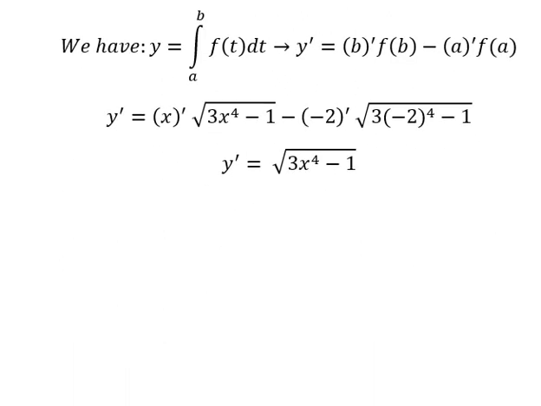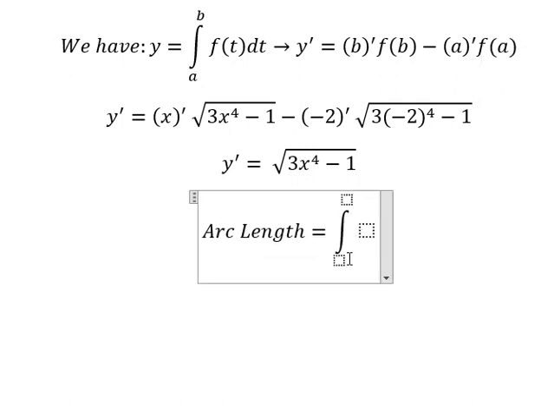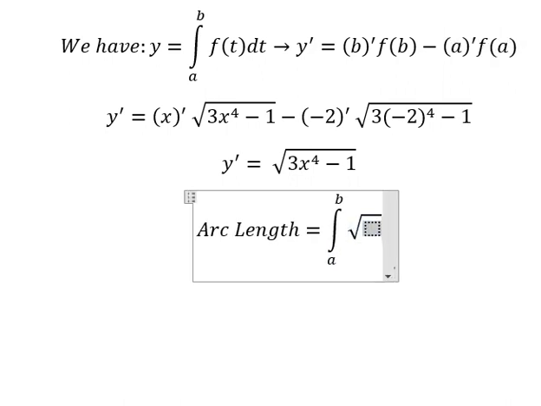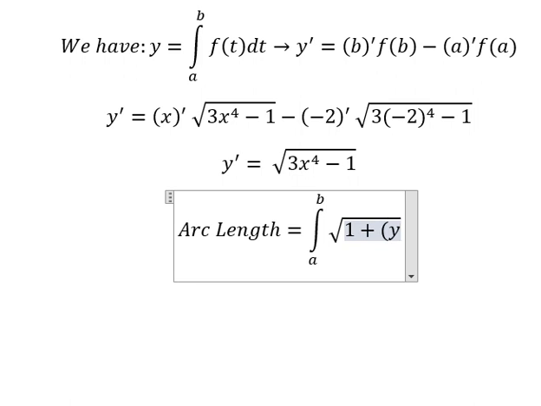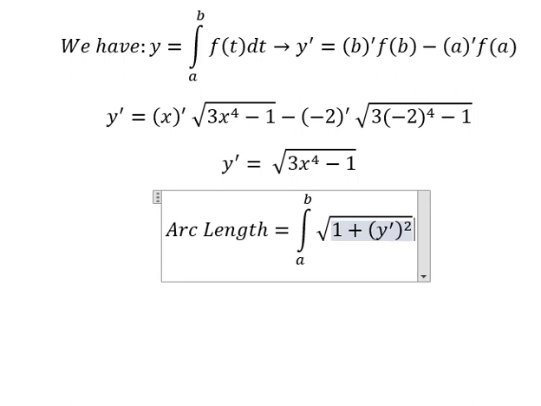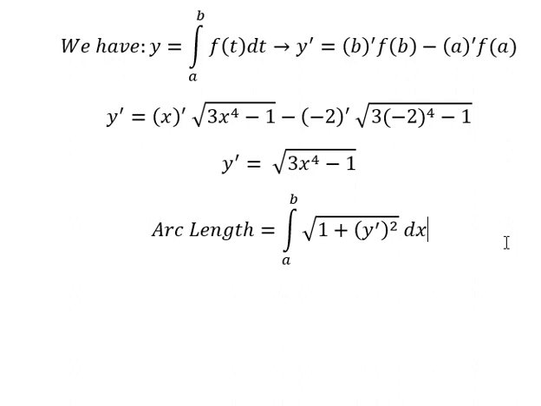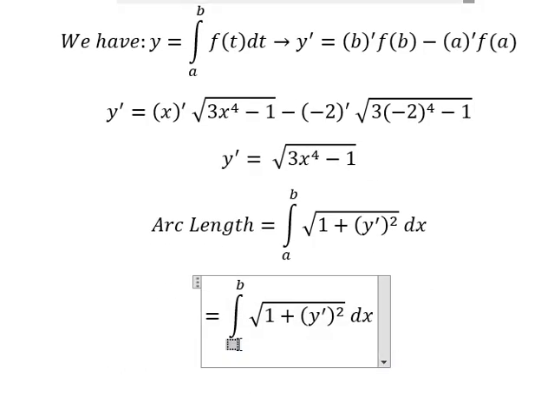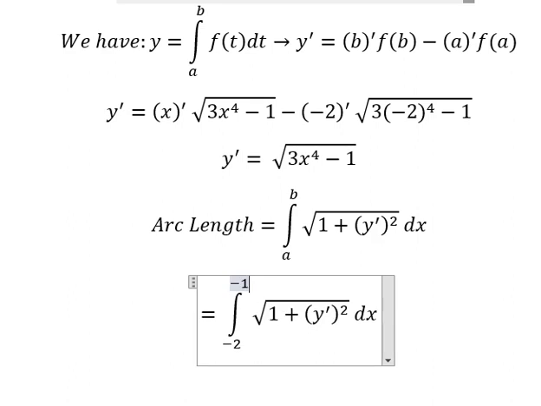Next, we can use the formula of the arc length. So we have the integration from A to B. And we have the square root of 1 plus first derivative of y to the power of 2, and I will put dx. Now we know that this one in here, this is for 8, this is for b. This one, that is about this one.